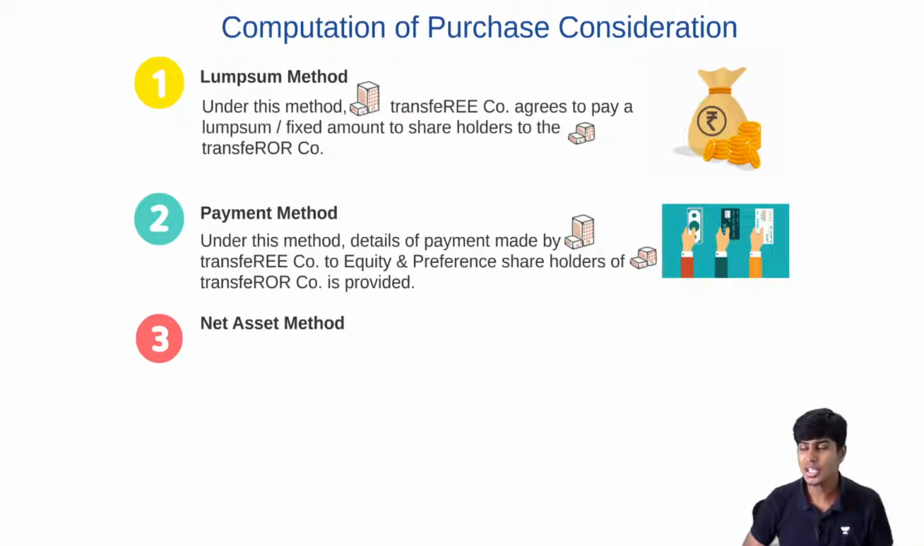The question is, under the net assets taken over method, the transferee company will take over the assets and liabilities of the transferor company at agreed value. That is a value other than book value. When you take it over at a value other than book value, what will happen? You can answer.